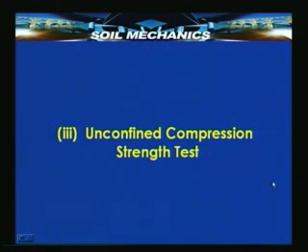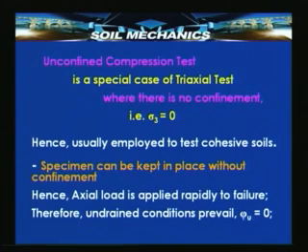Now, we go on to the unconfined compressive strength test. This test, as you know, is a special case of a triaxial test. The difference between the conventional triaxial test, as it is called, and this test is that the confining stress sigma 3 is 0. Hence, it is necessary that the sample should be able to stand in the apparatus without confinement. Such a soil which will yield a sample which can stand in the apparatus without a confining pressure is a cohesive soil, and therefore, this test is usually employed to test only cohesive soils.